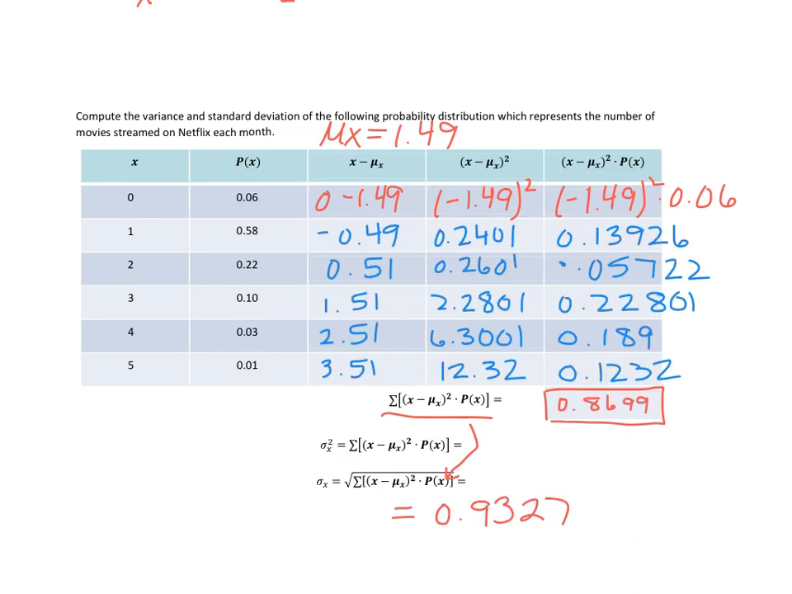All right, there's a little magic for you. So we have our table filled out. You add up that last column and take the square root, and you get your standard deviation. And of course, we need units. So we would want to write the standard deviation is 0.9327 streamed movies.